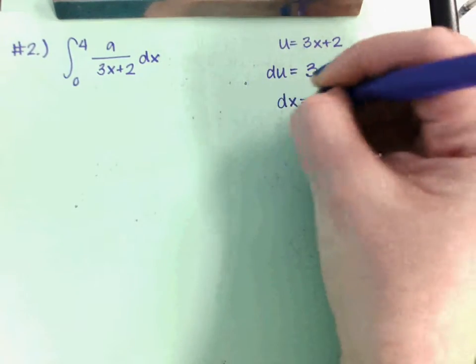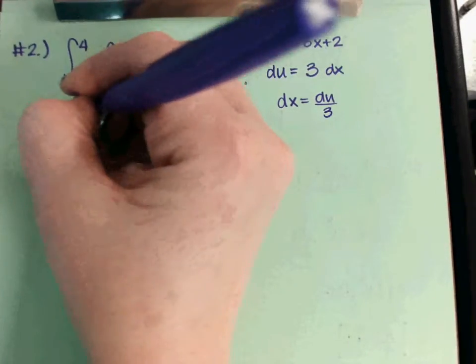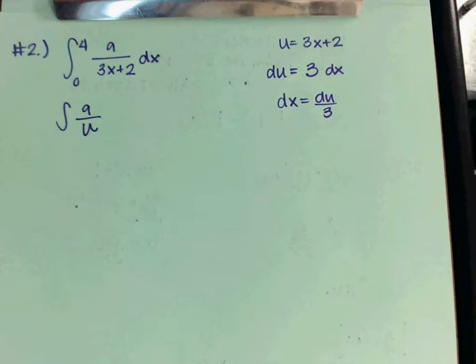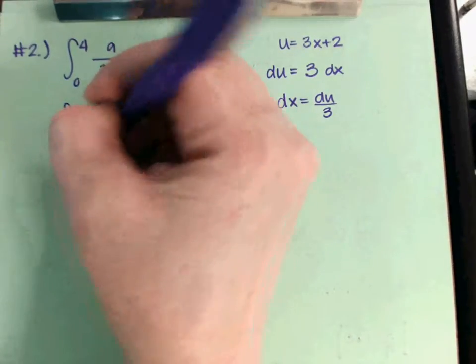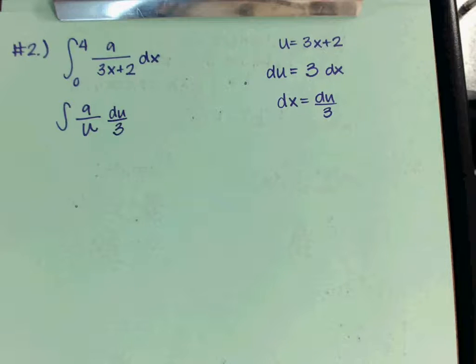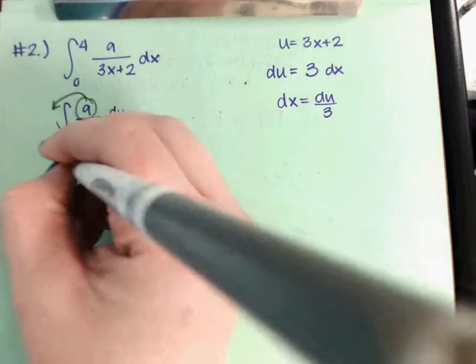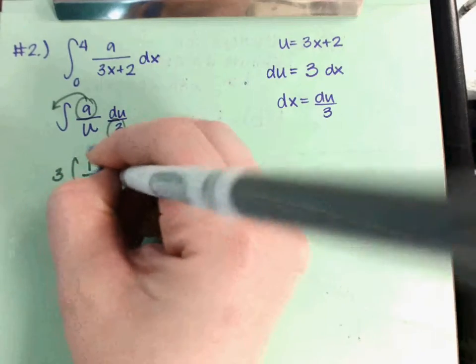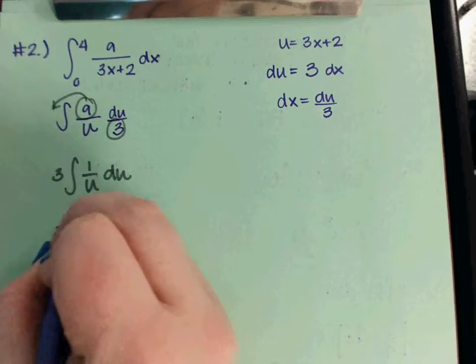So far, so good? Okay, let's do our rewrite. 9 over u, and then my dx is a du over 3. Your 0 and 4 have to go away, because those are x endpoints. We don't have x's anymore. Okay, 9 divided by 3 gives me a 3 in the front, 1 over u du. What's the antiderivative? 3 ln u.